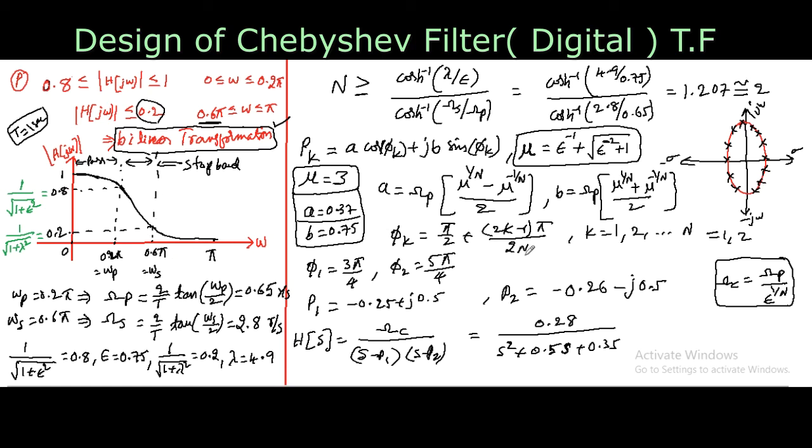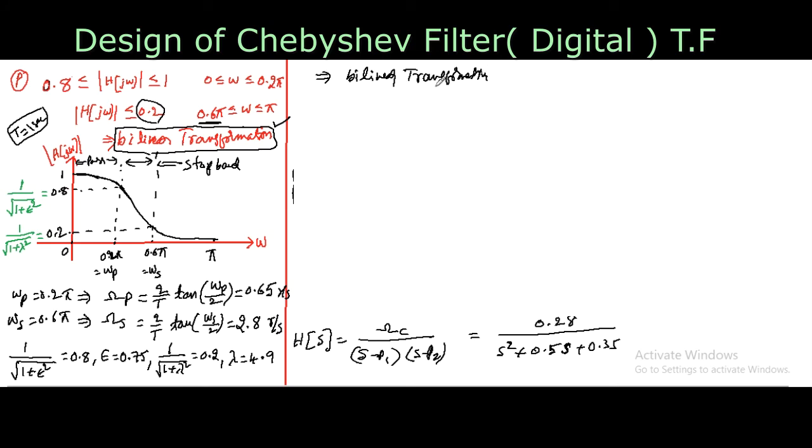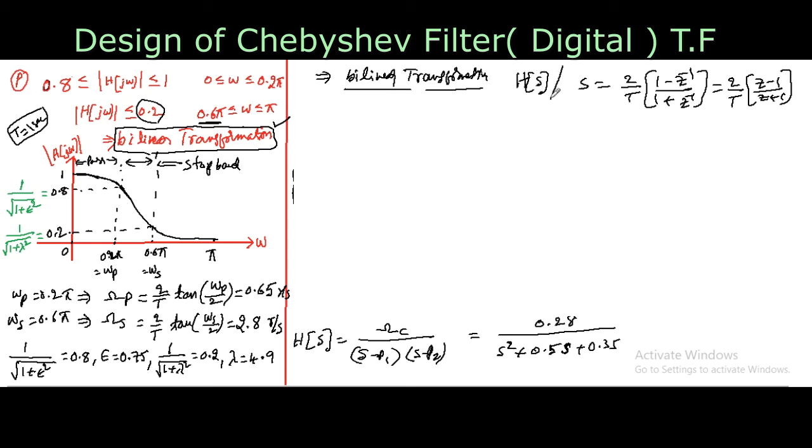Please try to take this. In bilinear transformation, one standard procedure is defined: replace s with 2 by T into 1 minus z inverse by 1 plus z inverse. Or if you want to write it in terms of positive powers, write 2 by T into z minus 1 by z plus 1. This complete expression we have to replace in H of s, then we will get the complete H of z.